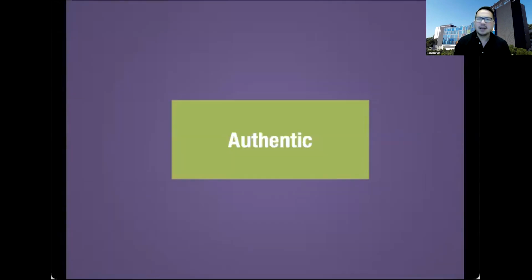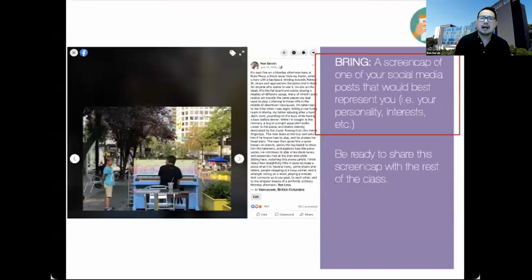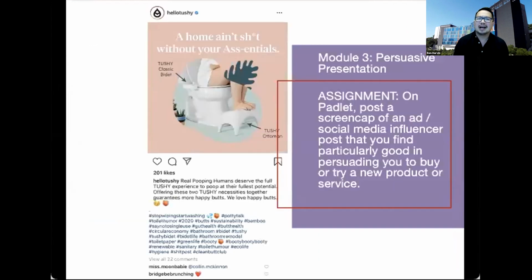So knowing how these texts that they encounter day to day work, I ask them to bring a screen cap of a social media post that would best represent them. I ask them to bring a screen cap of an ad of an influencer that they follow, for us to talk about methods of persuasion online.